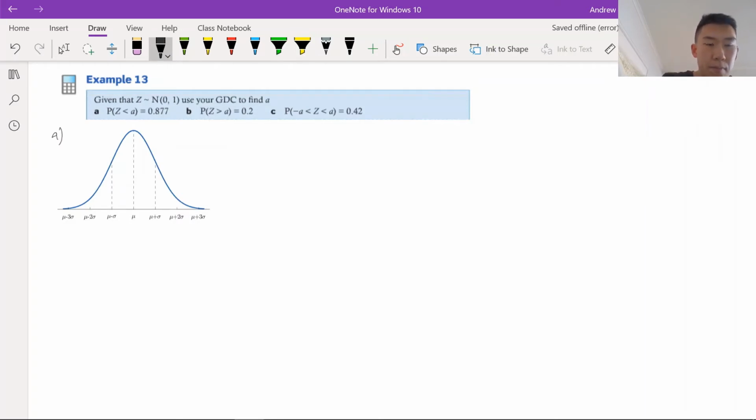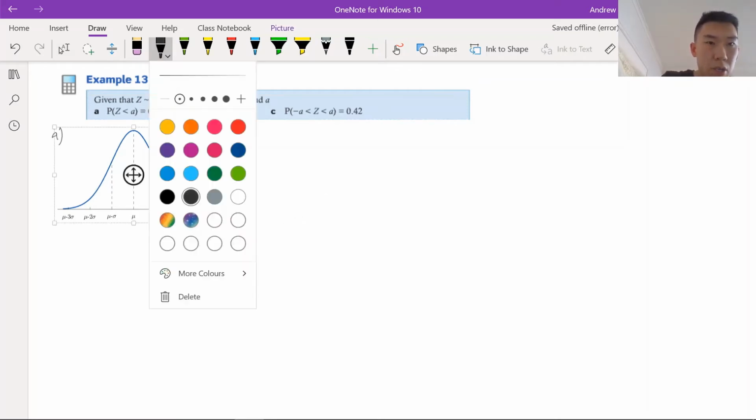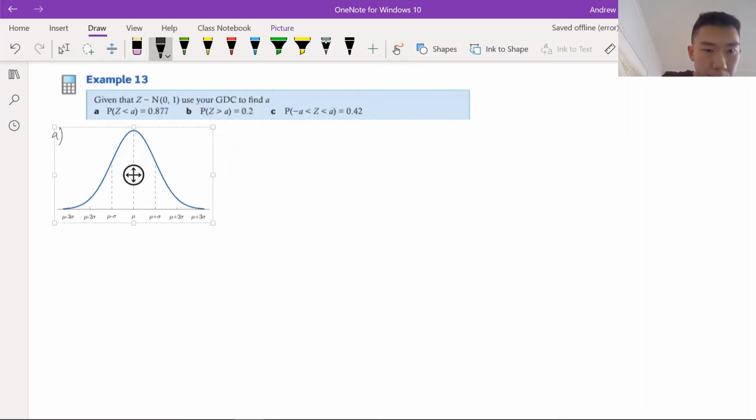So if the area less than A is 0.877, that's almost 90% of the graph, right? So A would be, just to estimate, about here somewhere. Could be wrong, but let's say that's where A is going to sit, because we want this whole area to be 0.877.